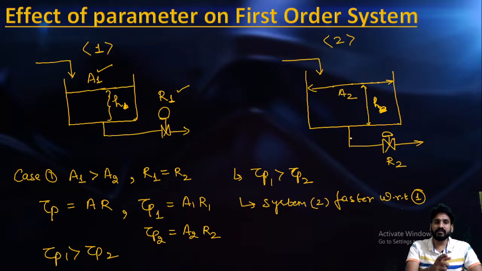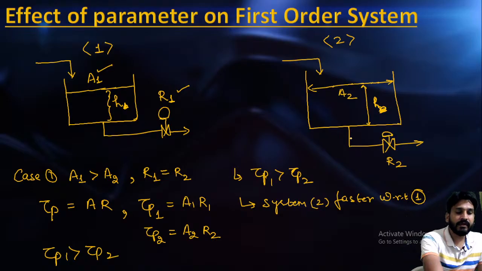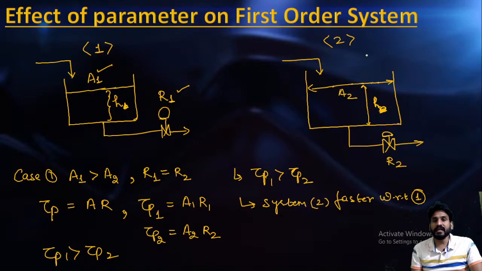Fastness of the system we will check with the help of tau p. That is my time constant, and my time constant is equal to the multiplication of area and resistance. So I calculate the value of tau p for each system. For tank 1 I get A1 R1, for tank 2 it is A2 R2. If you see this product, R1 and R2 are the same, so this product value depends totally on A1 and A2.